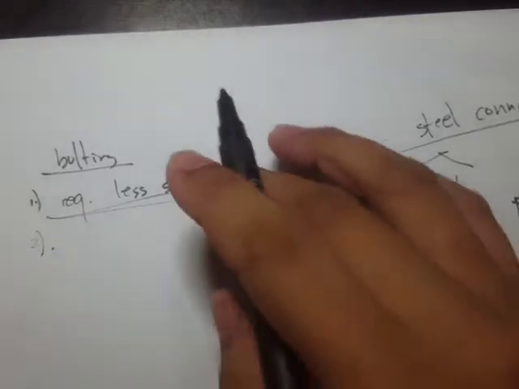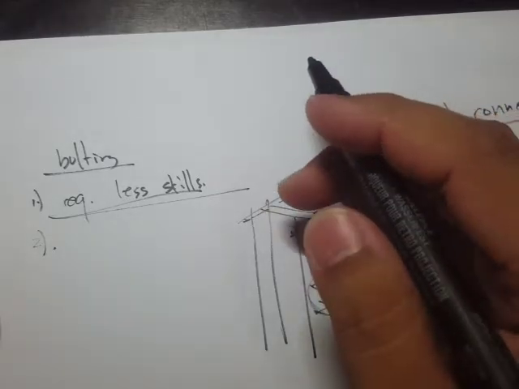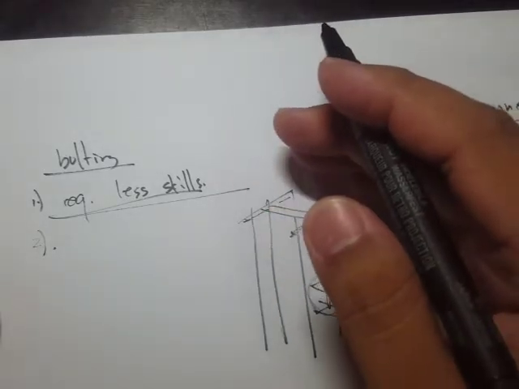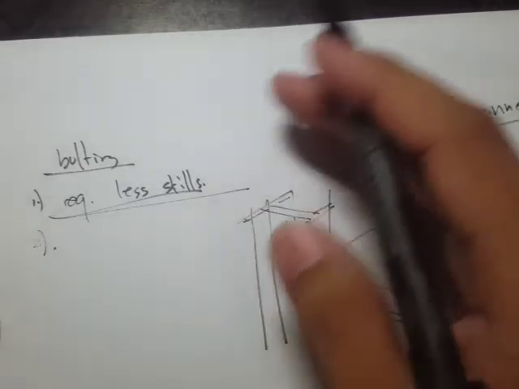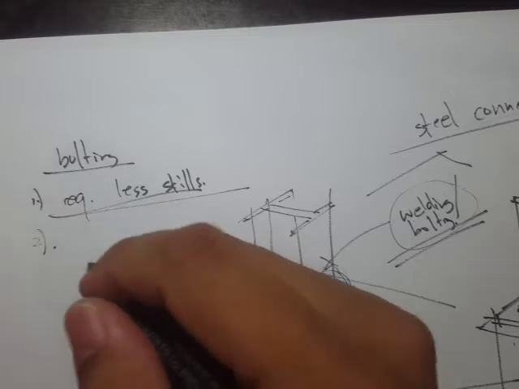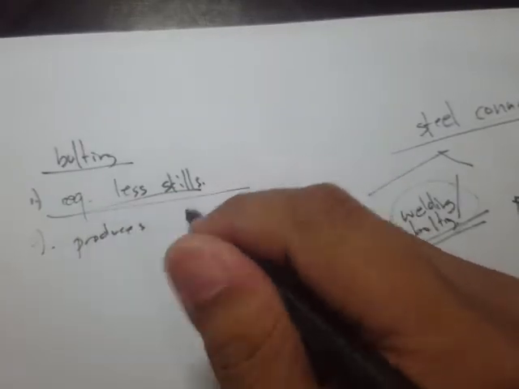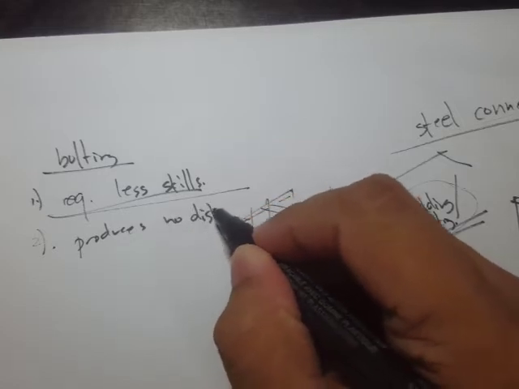For the welding, you have to actually check if the penetration of the welds is correct or not, and things like that. Okay, the second advantage: bolting produces no distortion of members.